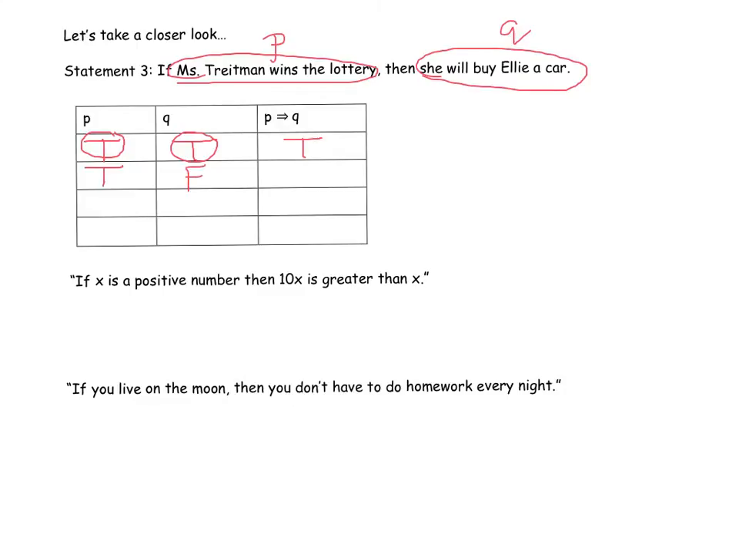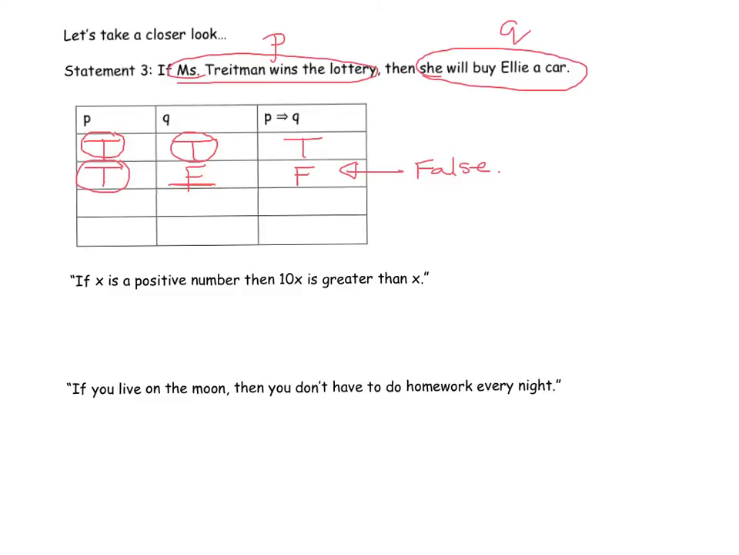Well, what about if Miss Treitman wins the lottery, but then she doesn't buy Ellie a car? Well, that's no good. That would make me a liar, right? So here, if I actually win the lottery, but I don't buy Ellie a car, this is what would make that statement false. And in fact, this is the only way to make the statement false.